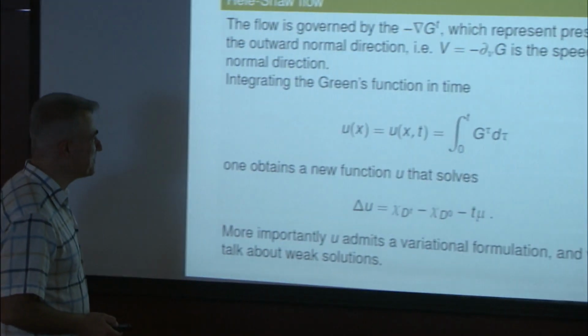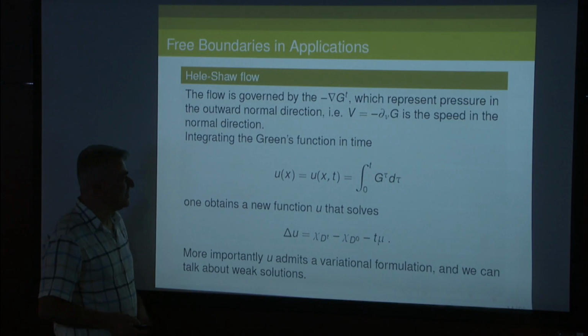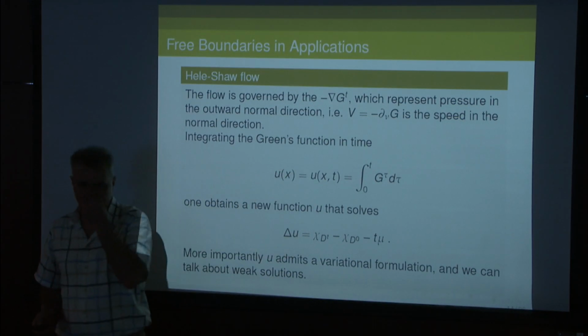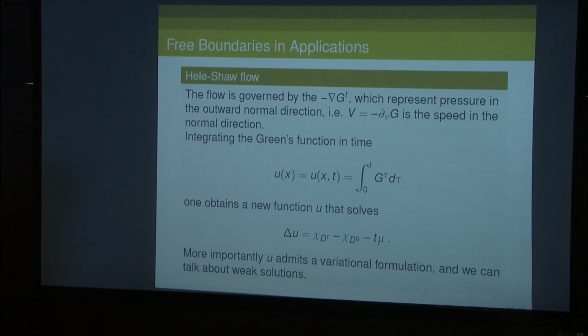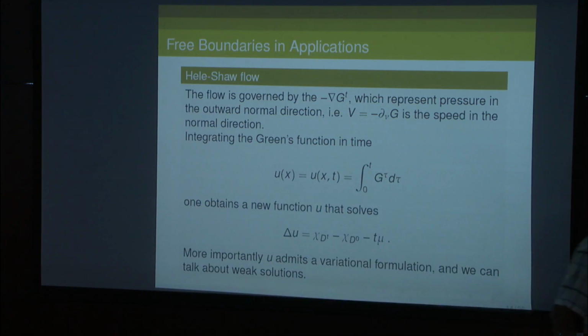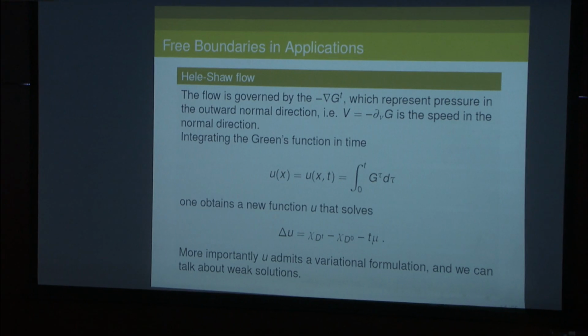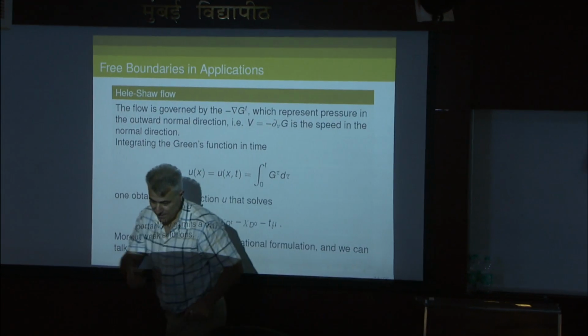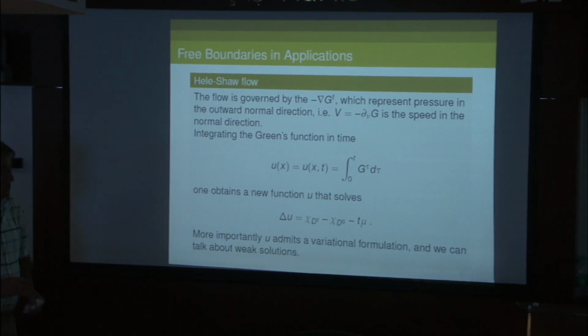So let's go back to the Green's function. Here, the v is sort of the speed. There is a total speed, and each point on the boundary moves in the direction of the gradient of the Green's function, in the opposite direction of that, of course. Okay, so that's the rule.